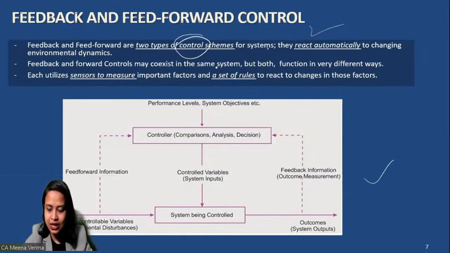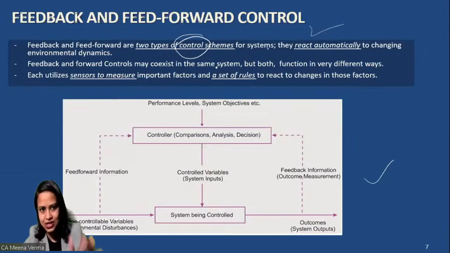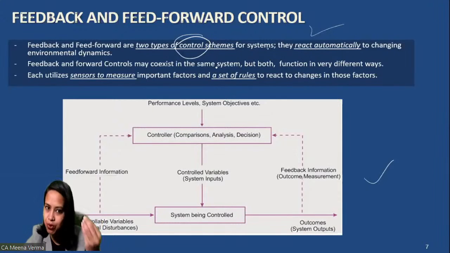So you can apply the feed forward control in the same business organization, and at the same time you can apply the feedback control. You can apply both control systems in the same organization, right? It is possible. Okay, applying both things for the same organization is possible.